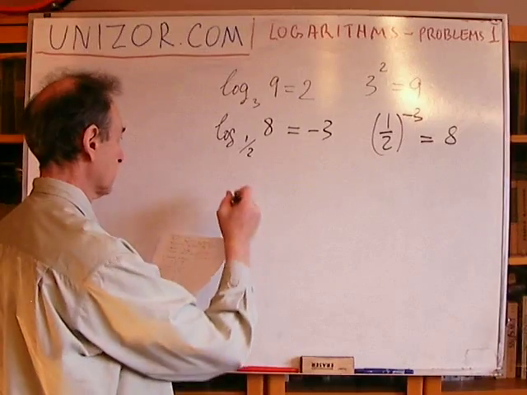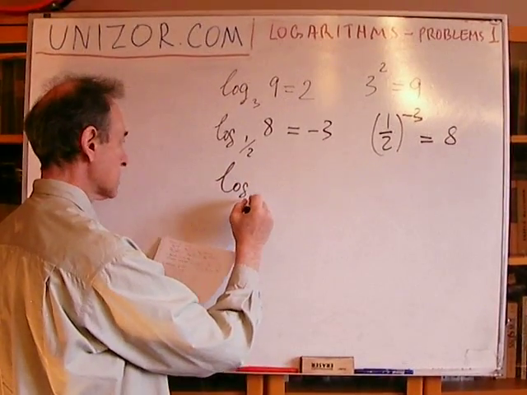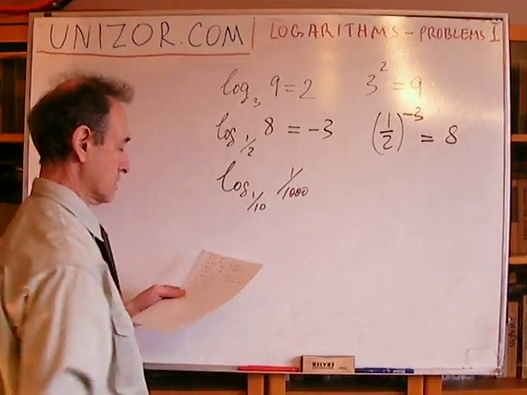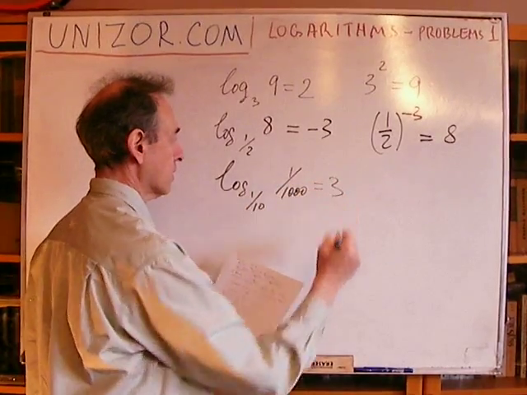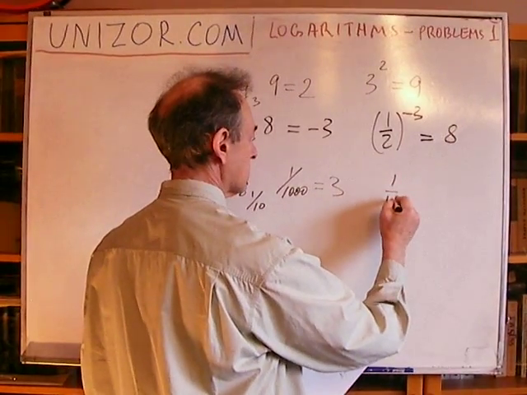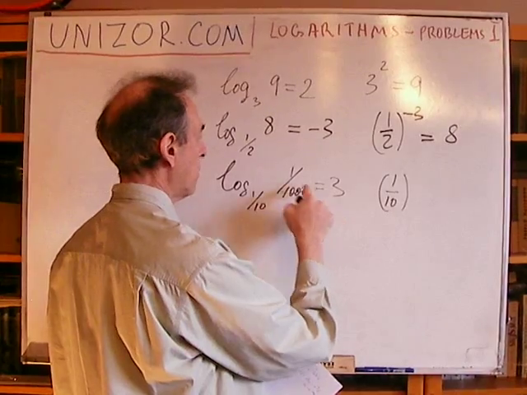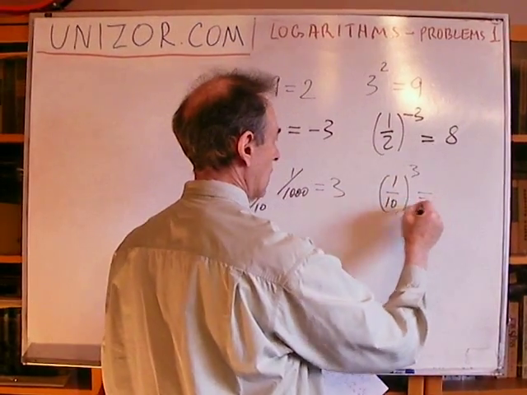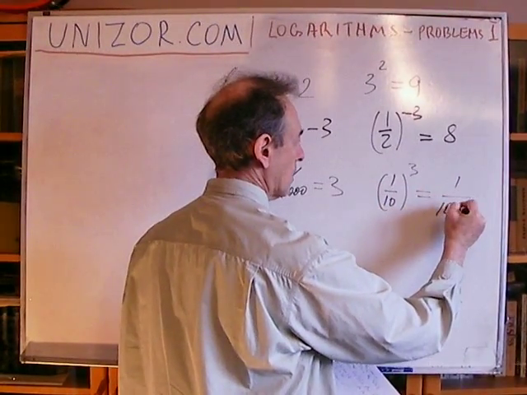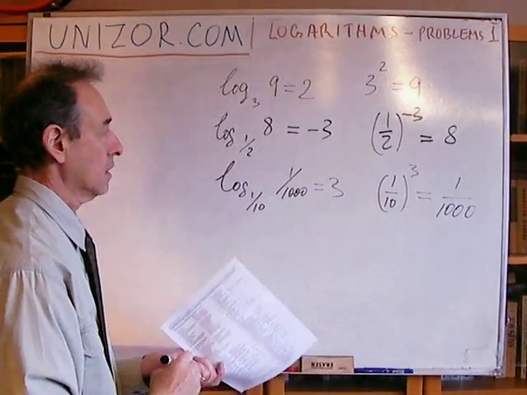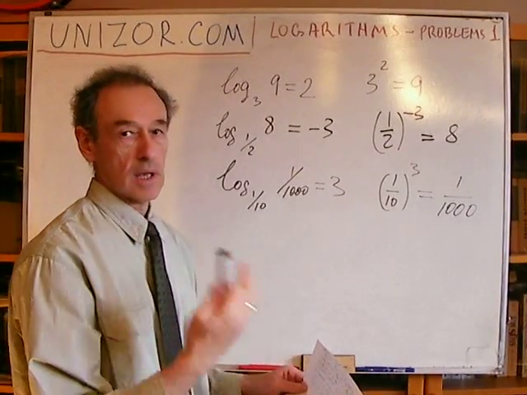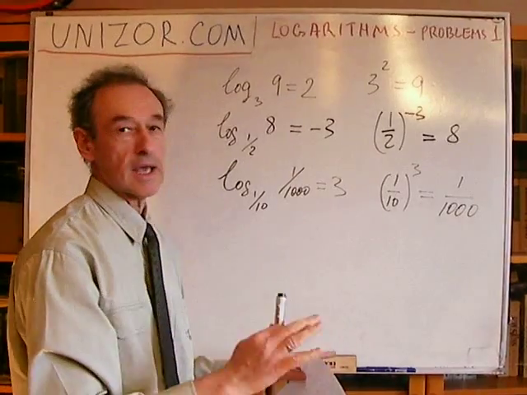Let's go further. Log base 1/10 of 1/1000 is equal to 3. Again, if I raise the base, which is 1/10, to the power of 3, I will get 1/10 times 1/10 times 1/10, which is 1/1000. So this is the justification for this. That's why this can be rewritten in exponential form. These two are completely equivalent.